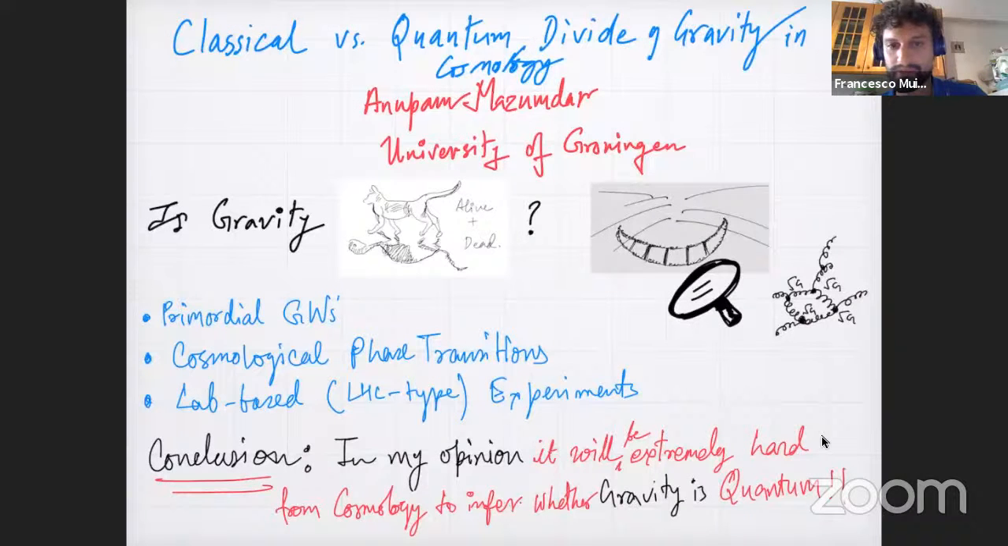Okay, good. I guess we can move on. Thanks a lot, Pedro, again. Okay, and we go to Anupam Mazumdar. Can you share your screen? There we are. Anupam will tell us about the classical versus quantum divide of gravitons in cosmology. Again, the format is 20+5, and I will tell you when 5 minutes are remaining.